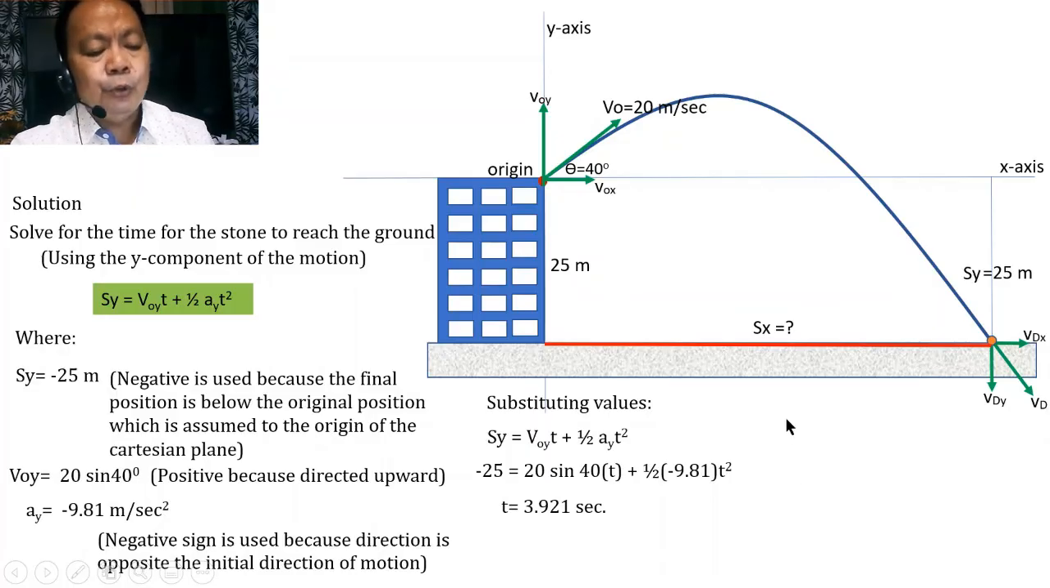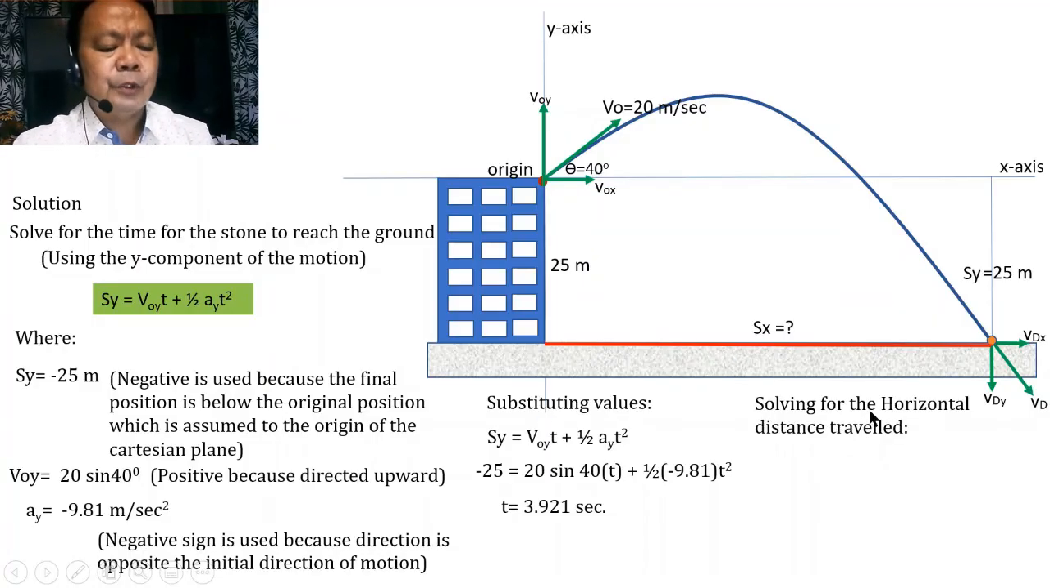Hence, we can now use the x component of the motion in order for us to solve for this s sub x. Kaya nga, if we are to substitute those values in the formula, that s sub x is equal to v sub ox multiplied by t plus 1/2 of a sub x multiplied by t squared. In this particular case, yung ating a sub x will be considered to be 0 kasi there is no mention of any factors that may affect the motion of the stone. Hence, this component, a sub x multiplied by t square will be equal to 0.